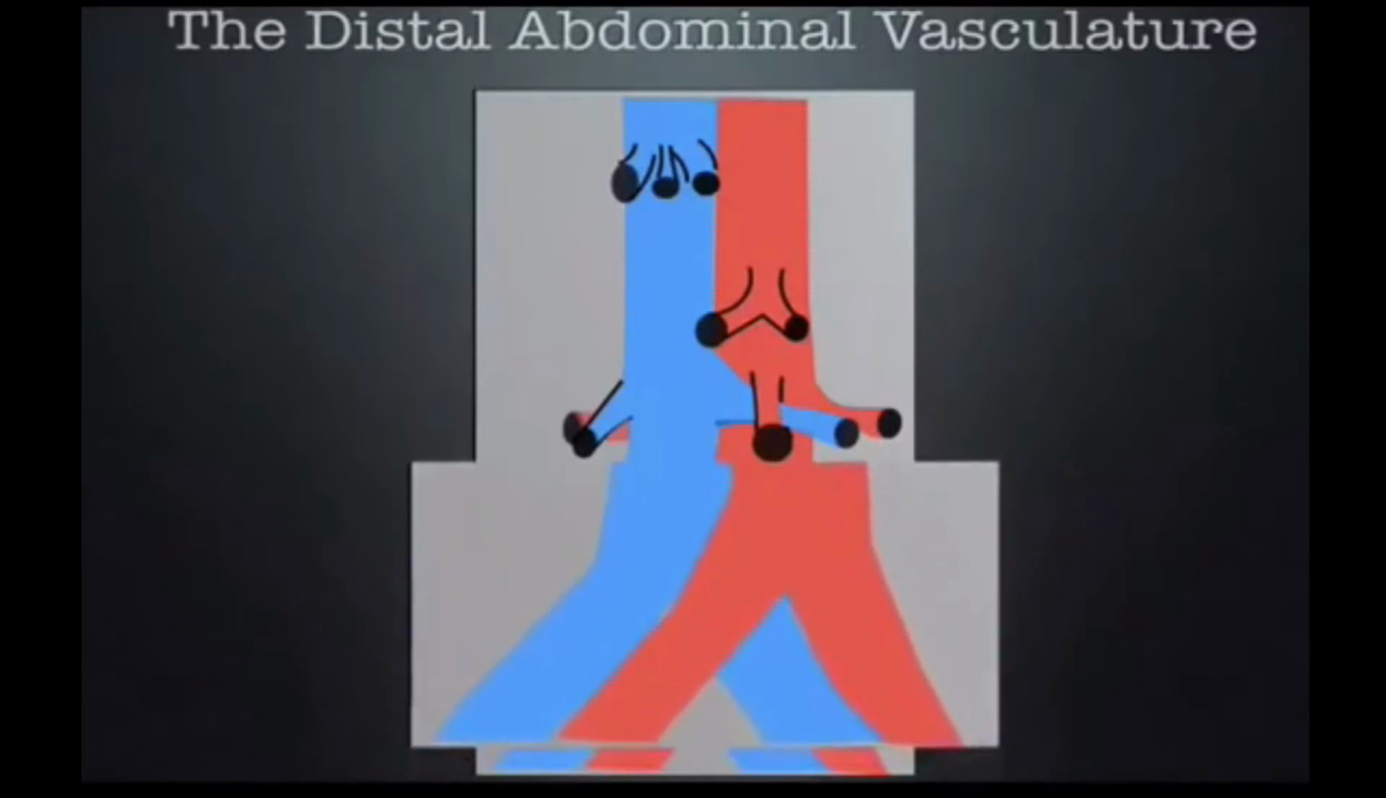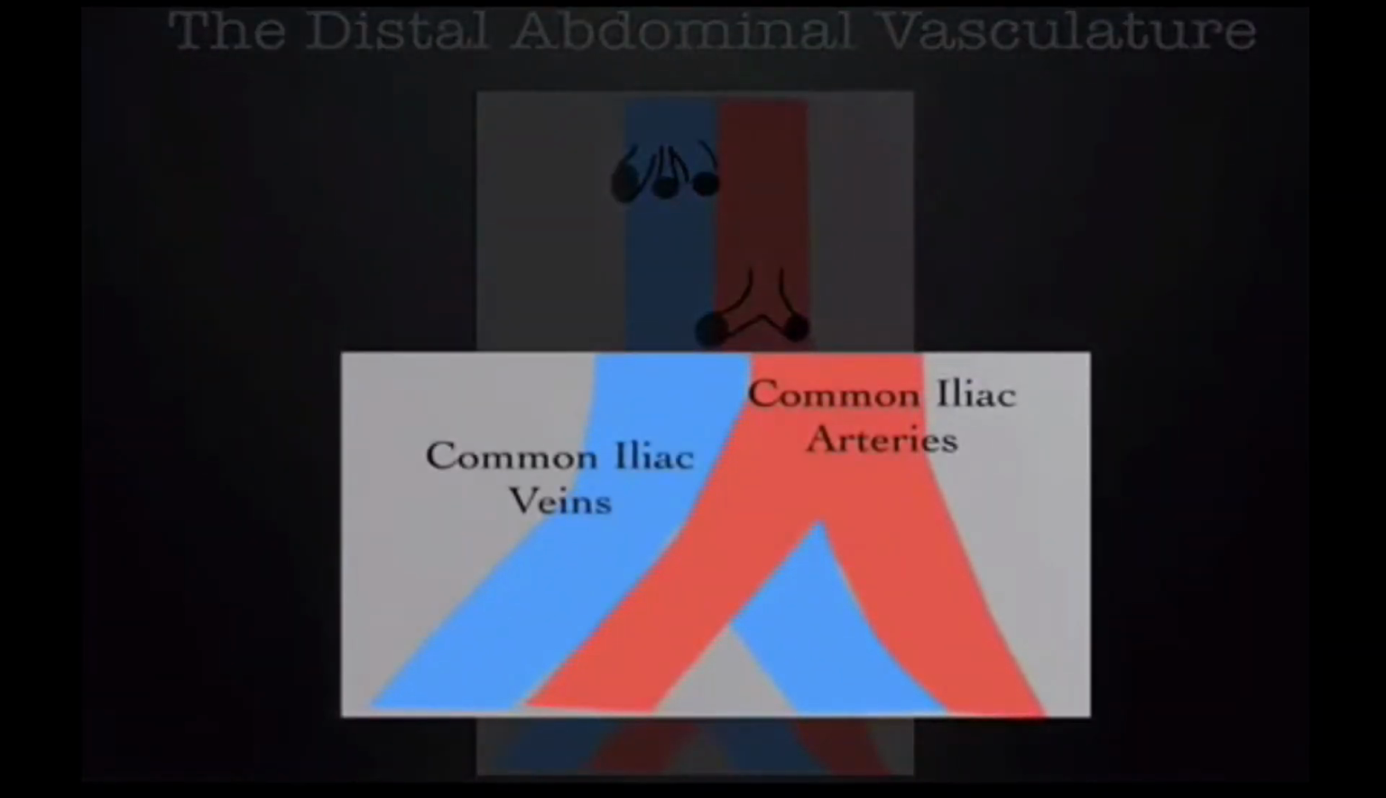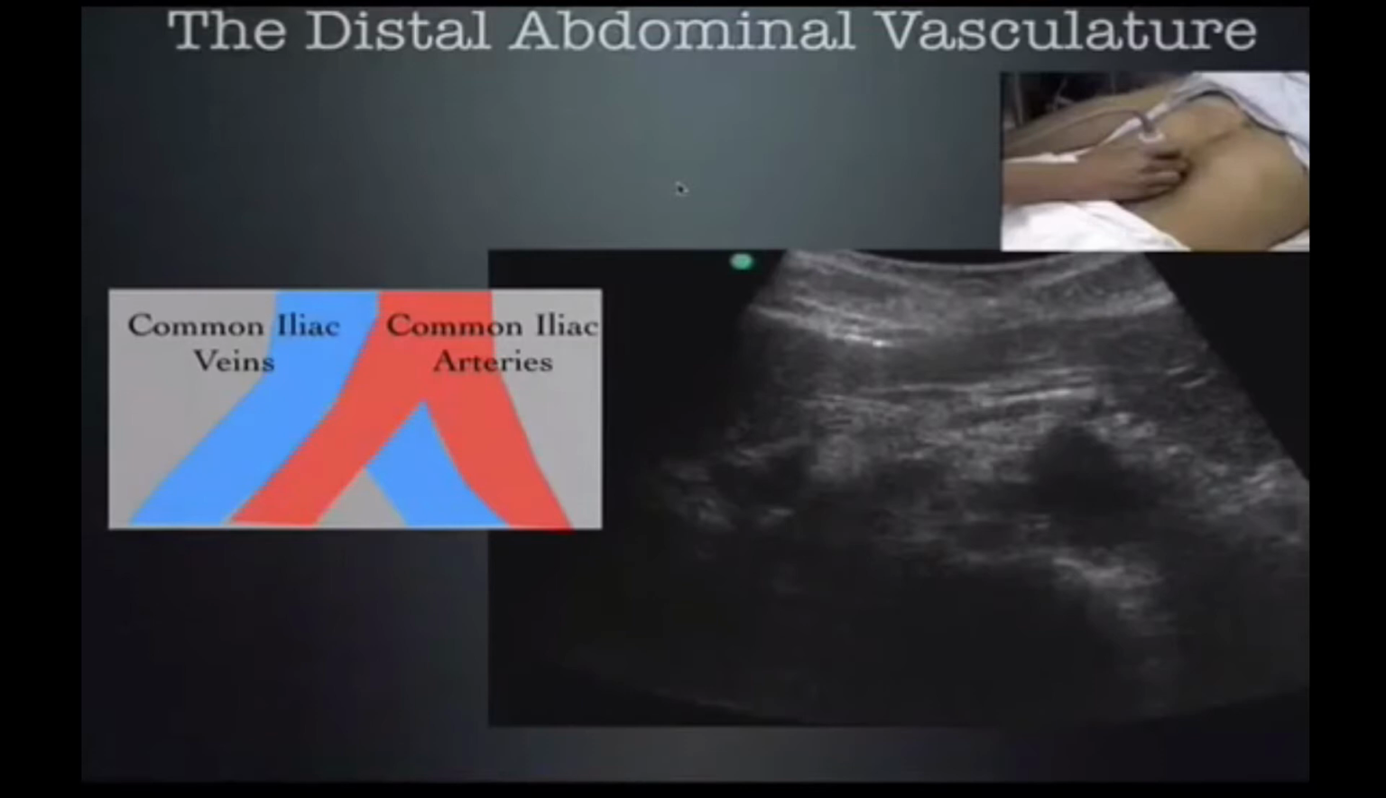Now let's focus on the major distal abdominal vasculature. Now this one will be quite easy, and it's going to be the common iliac arteries and the common iliac veins. It's important to remember that the aorta generally bifurcates roughly at the level of the umbilicus. So if you are scanning below the umbilicus looking for the aorta, you're not going to find it. Now in this case, we're going to wind up immediately above the umbilicus.